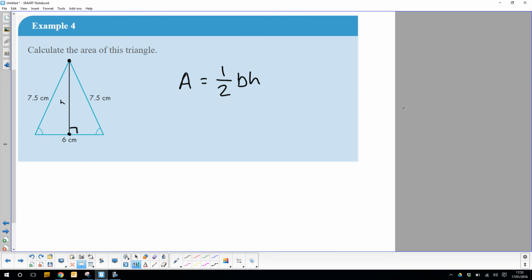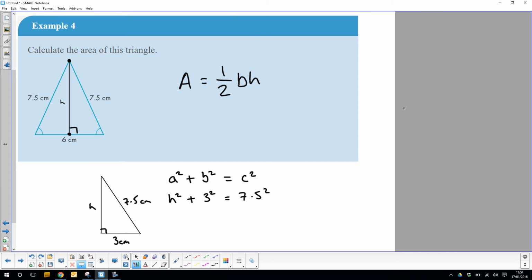So we need to use Pythagoras' theorem to find the height. If we have a very quick sketch, in fact, let's do that slightly nicer. If we have the three sides of a right angled triangle, we know that this length is 7.5. This length on the bottom will be half of the original base that we were given, which was 6, so this must be 3, and then we can work out what the height is. So we've got a squared plus b squared equals c squared. Then h squared plus 3 squared will equal 7.5 squared. That's the information we were given.